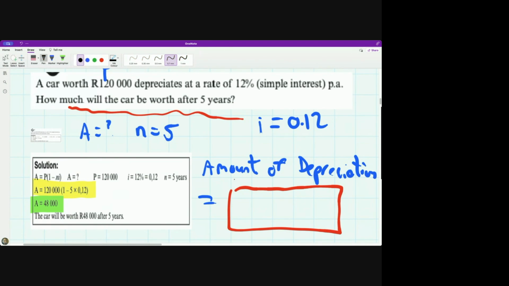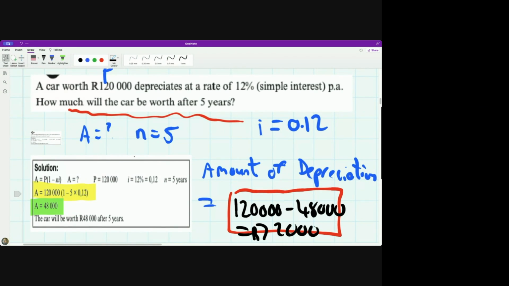So I can see the answers flying through here. If it was once worth 120 and it's now worth 48, well, what's the difference? It's just going to be 72,000. So there's been a loss of 72,000 Rand in value through depreciation. Okay, that wasn't so bad. Now, the important word I want to point out is that it definitely said simple interest and it's depreciation. So it's losing value, but it's using the simple interest formula.